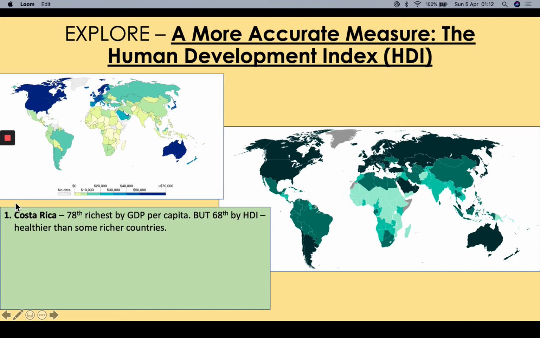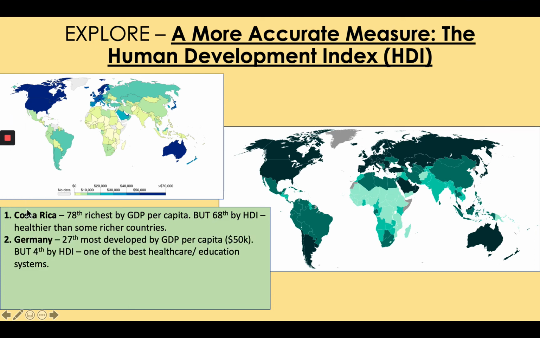Second example. Germany. According to GDP per capita, Germany is the 27th most developed country in the world. Germany here. But according to the Human Development Index, it's 4th in the world because its healthcare and its education is one of the best in the world. People live longer than anywhere else, and they are more educated than almost anywhere else. As a result, Germany's HDI score is much higher than its GDP per capita score.